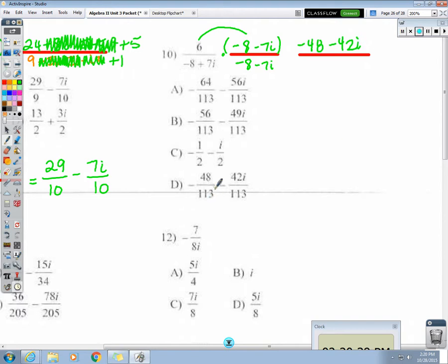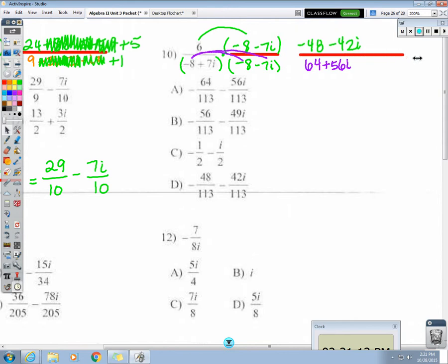Okay, what method is going to be needed to do the denominator? FOIL. Okay, when I FOIL, what do I multiply first? Negative 8 times, which is positive 64. Then I do negative 8 times negative 7i, which is positive 56i. Don't forget the i.